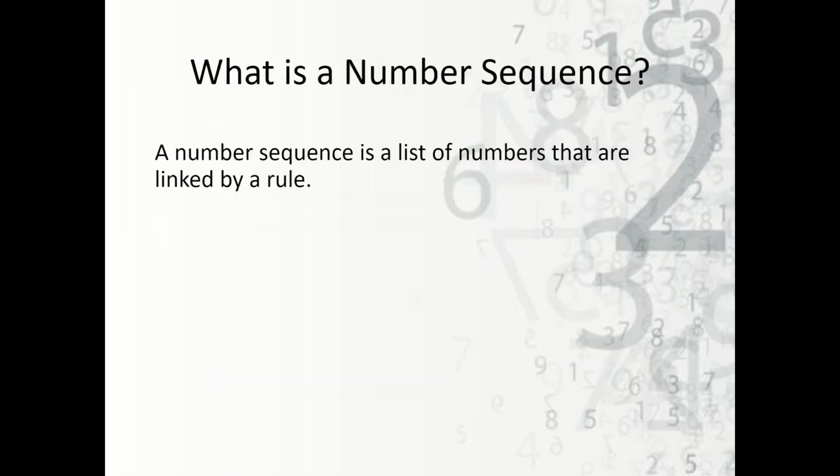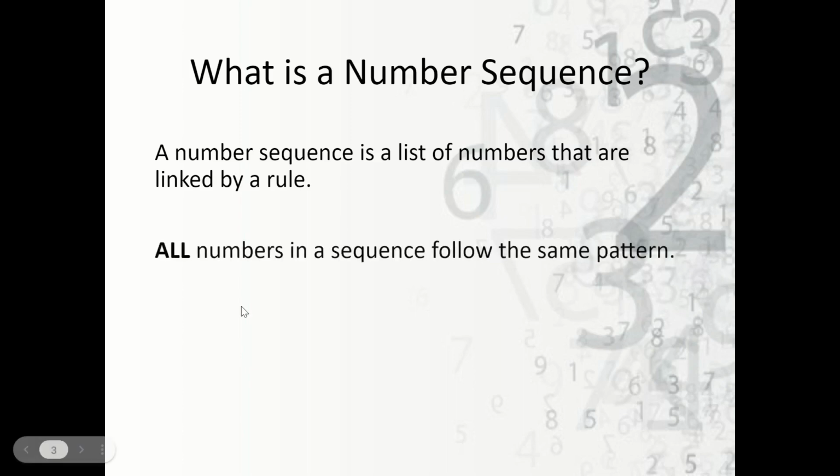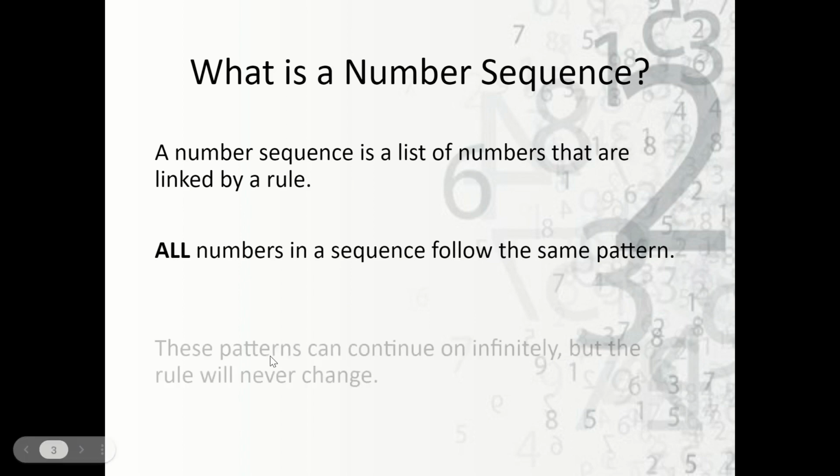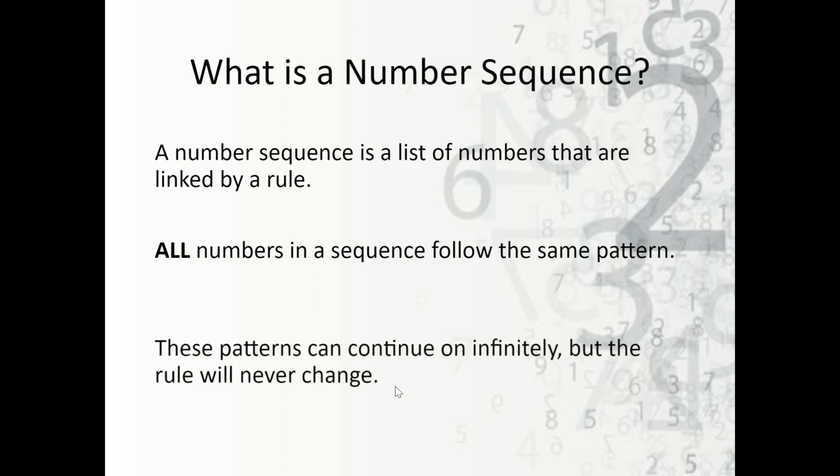First, what is a number sequence? A number sequence is a list of numbers that are linked by a rule. All numbers in the sequence must follow the same pattern. So for instance, if I said 1, 2, 3, 4, 5, you could continue that pattern without me actually giving you the next numbers. You could continue that on because there's a given sequence. So all the numbers in the sequence follow the same pattern. These patterns can continue on infinitely, but the rule will never change. So we could keep going and going, and it won't change the rule.